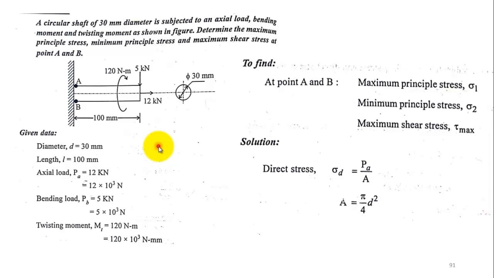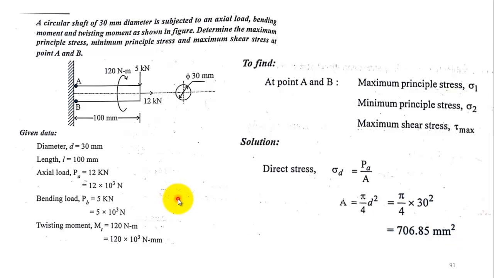First let's find out the direct stress, which is caused by this direct axial load, 12 kilonewton. If you see here, this direct stress formula you already know, load by area. In this case, since it is a circular shaft, the area will be pi by 4 d square. You have to apply the values, diameter of 30 mm. Similarly, load PA you can take as 12 kilonewton, and you can calculate the area value, which comes to pi by 4 into 30 square, in terms of mm square.